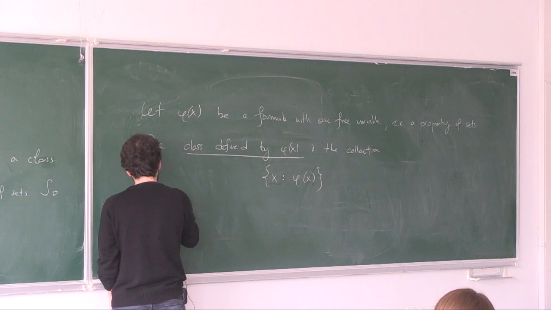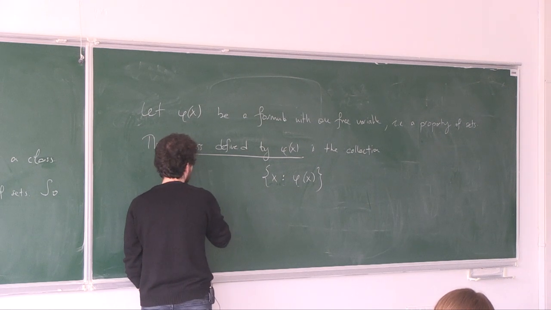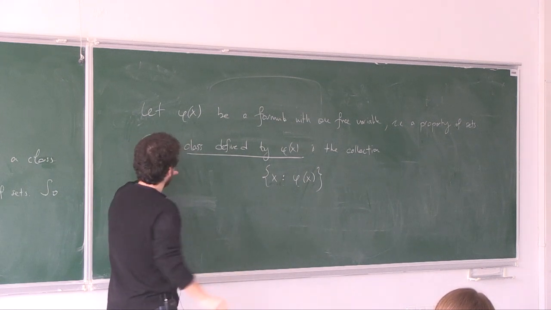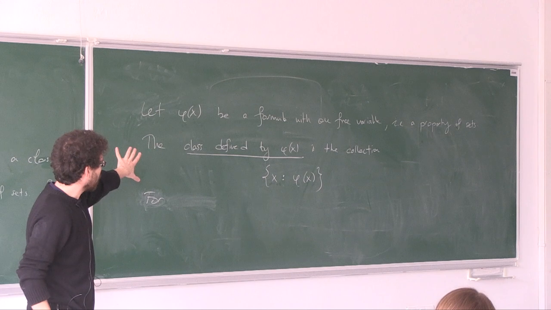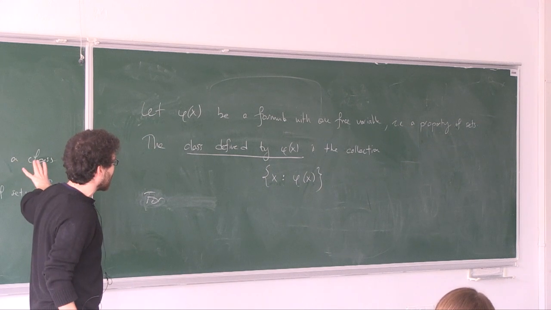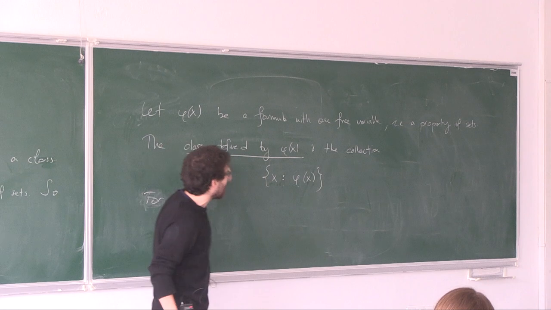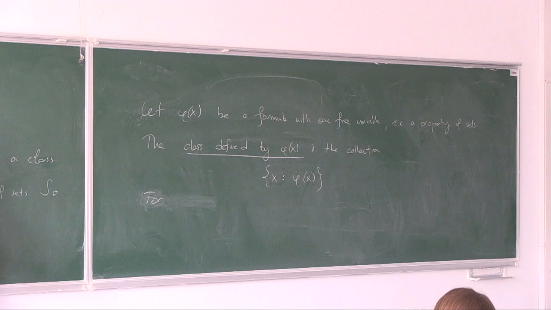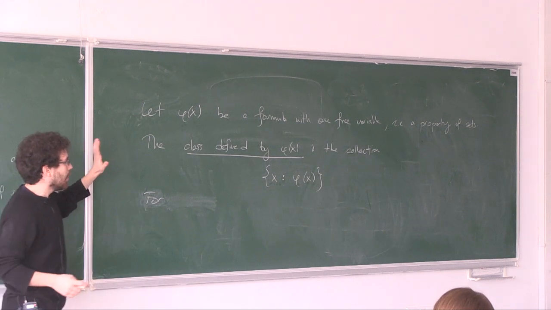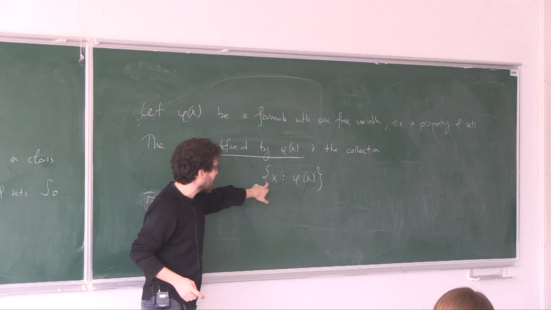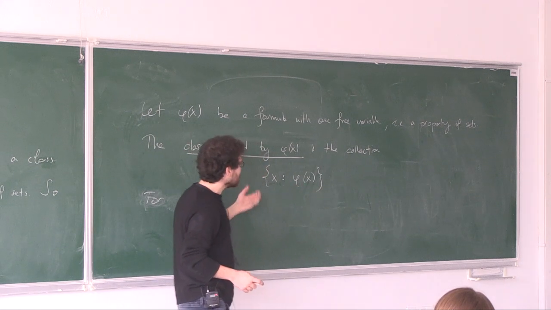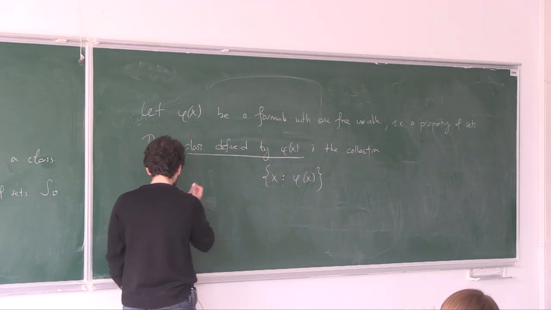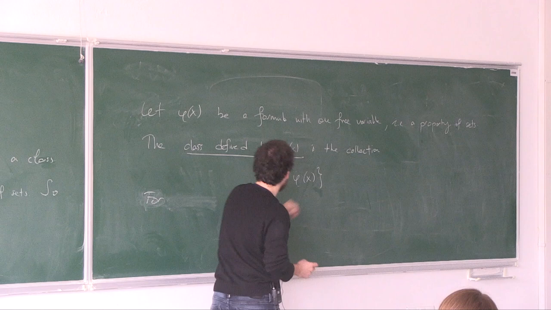Now, from now on, for the rest of the class, when I talk about classes, I will only talk about classes defined by some formula, okay? So this was an informal definition. Think of this as a more formal definition. For us, classes are simply collections defined by some formulas. But we also want to allow some parameters while defining classes. So I'm going to expand this definition in a second.